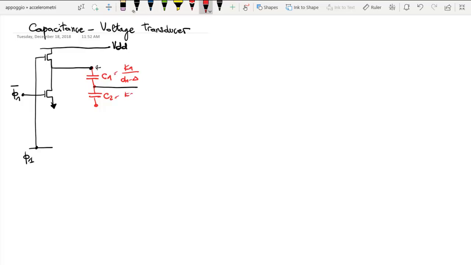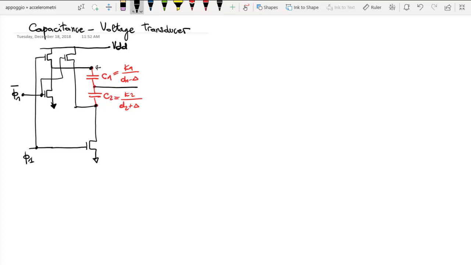And this is equal to K2 over D2 minus delta. Okay? So for the bottom node of C2, we do essentially the same thing for the opposite phases, which means that this is connected to... Okay, please. Why is there a minus in C2? Is K... No, just because everything else. Okay.